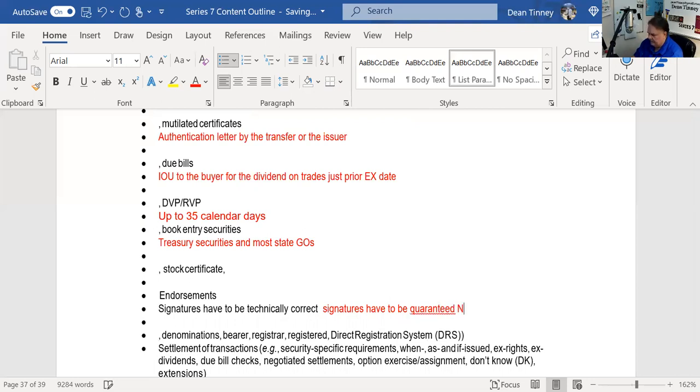What we mean by that is we don't recognize notaries under the Uniform Practice Code. So customers get confused about this all the time. Oh, I'll go see my notary. Nah, we don't accept that.